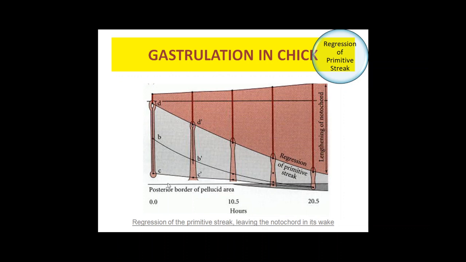Various points of the streak, represented by letters D, B, C, were followed after it achieved its maximum length. The x-axis shows hours after achieving maximum length. After achieving maximum length, the primitive streak takes about 20 hours to regress. This is the path which it follows in regressing, and in its wake of regression, it leaves behind the notochord. Therefore, as the primitive streak regresses, the notochord keeps on elongating.